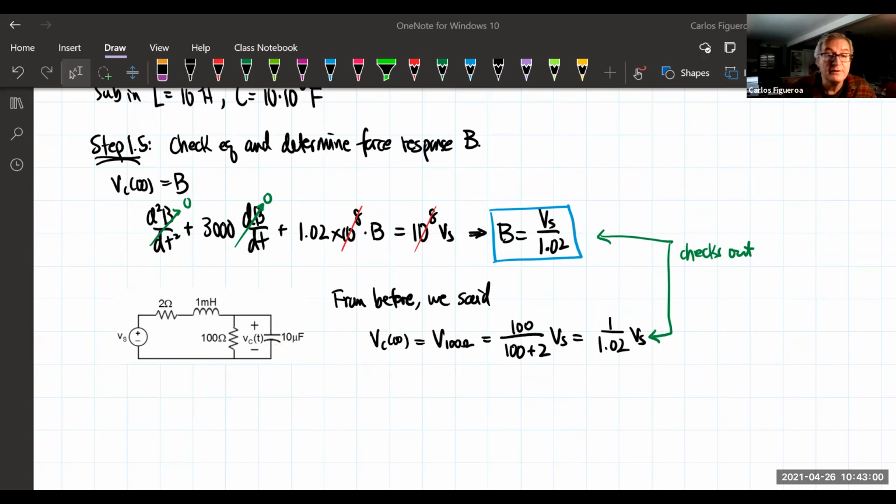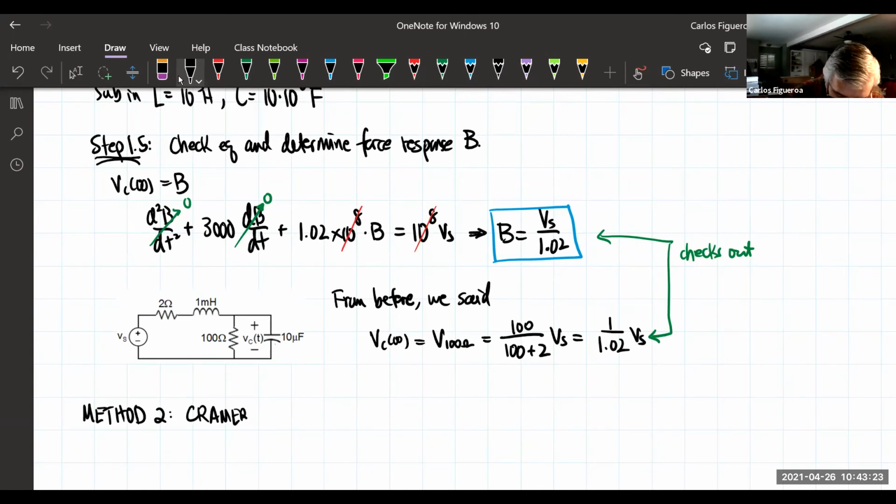So what we'll do here is I want to go in and make some new definitions. It goes something like this. So now we're looking at method 2, Kramer's operator method.